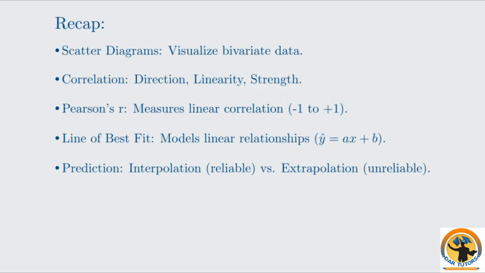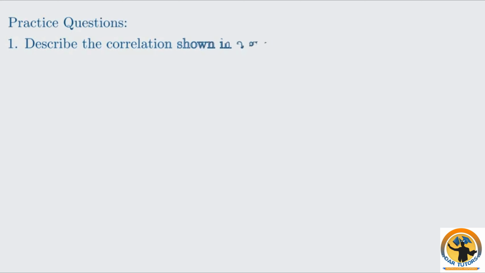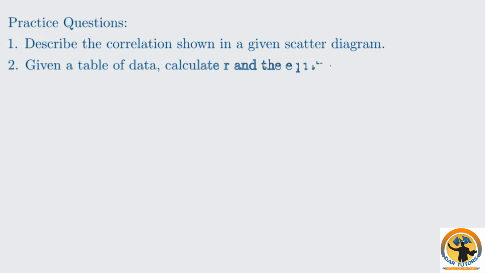Now let's test your understanding with some practice questions. Here are 5 practice questions designed to reflect the style of the IB exam. Take your time to work through them. Question 1 asks you to describe the correlation from a scatter diagram. Question 2 requires you to calculate R and the regression line from a table of data.